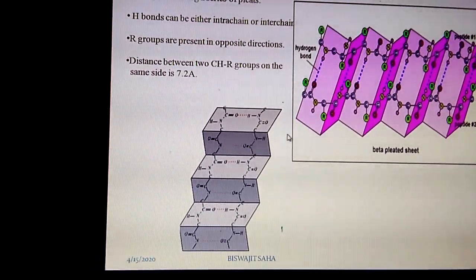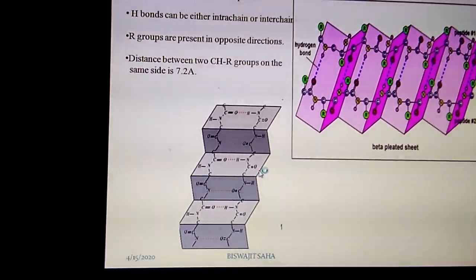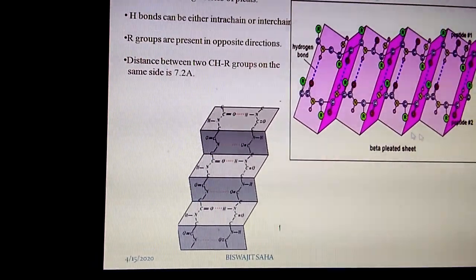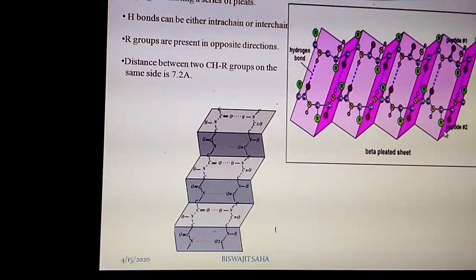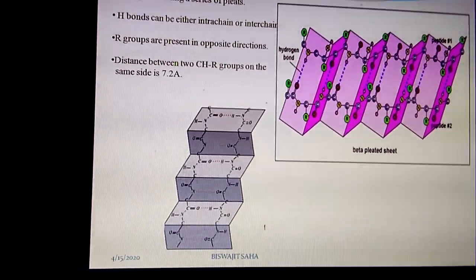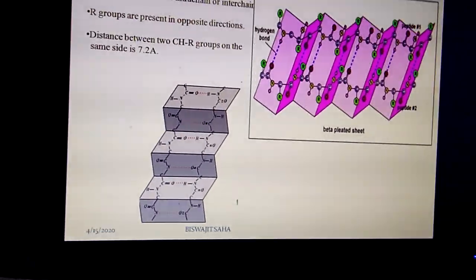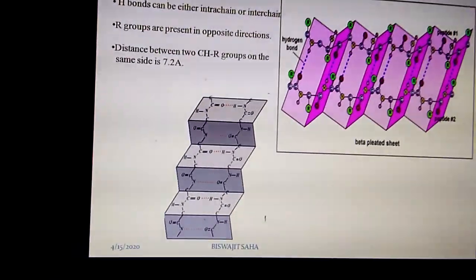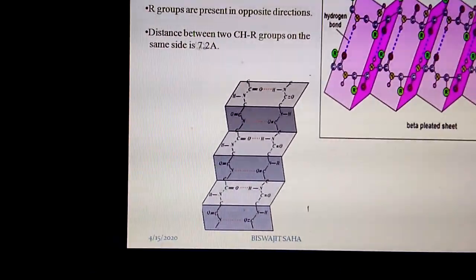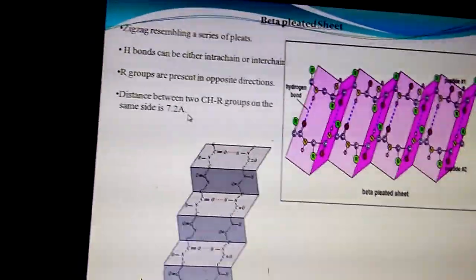The calculated distance between the two R groups on the same chain of the polypeptide is approximately this R and this R. This is about 7.2, but in actual measurement it becomes 7 because of the constraints, due to crowding caused by the side chains, thereby preventing the chain from being fully extended. So the distance between the two R groups on the same side is actually 7.2, but in actual measurement it is 7 because of the constraints of the R group.